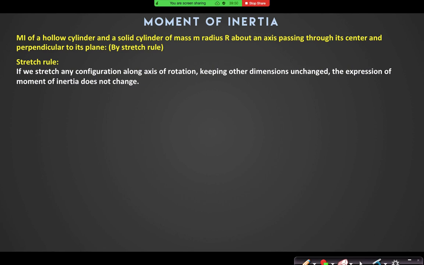I have written it here clearly. If you stretch any configuration along the axis of rotation, keeping other dimensions unchanged, the expression for moment of inertia does not change.